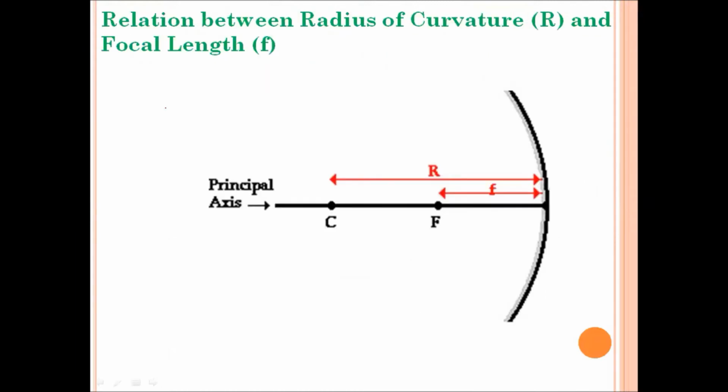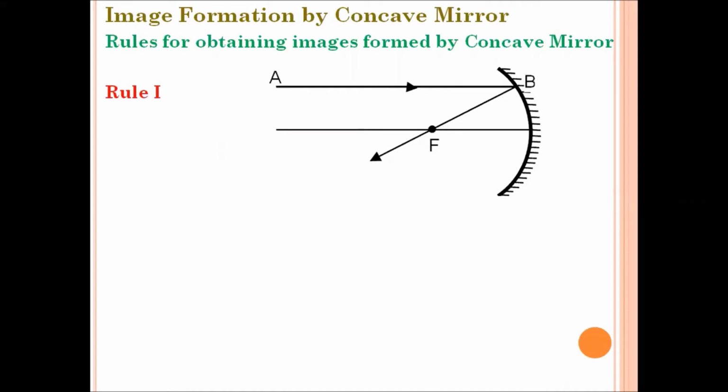Relation between radius of curvature and focal length. It has been found that the focal length small f is equal to half of radius of curvature. Next we have image formation by concave mirror.